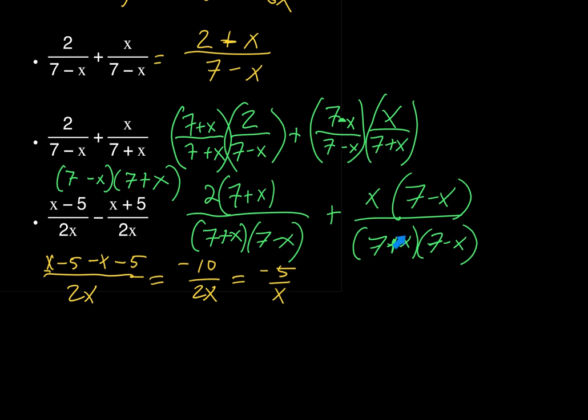I rewrote these in the other order. Instead of 7 minus x times 7 plus x, I wrote it 7 plus x times 7 minus x. That way then, at least they look the same. They are the same, but now at least I feel better because they look the same.